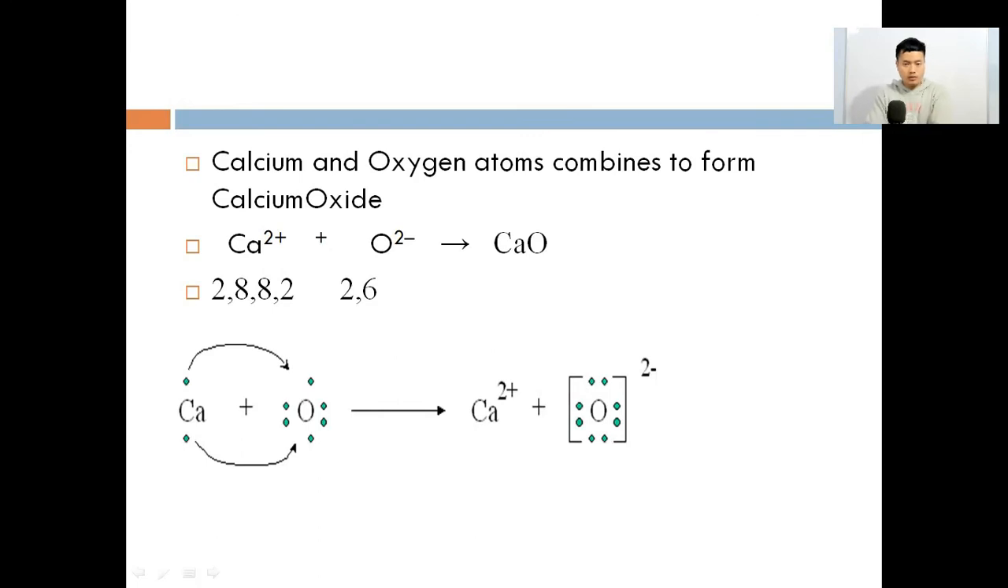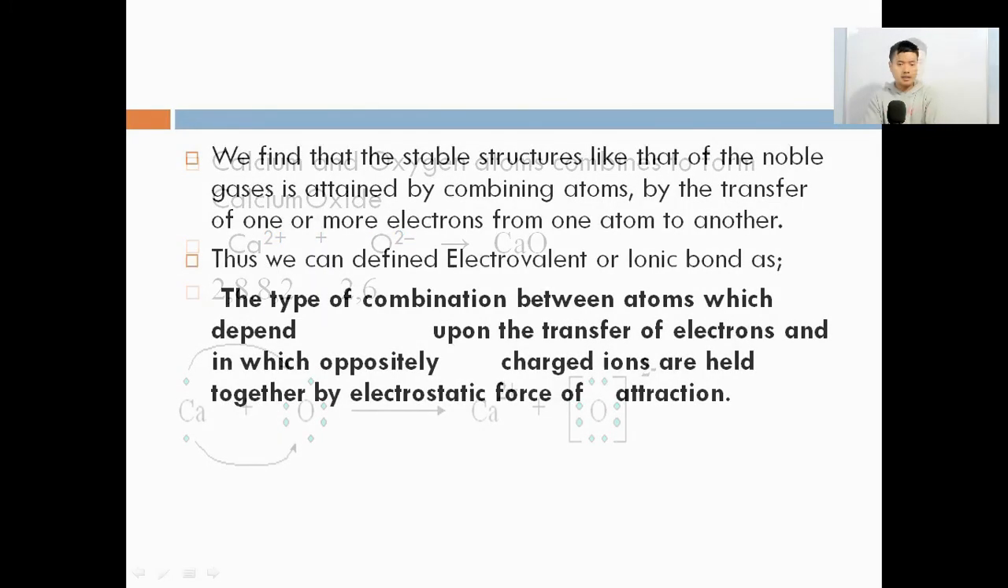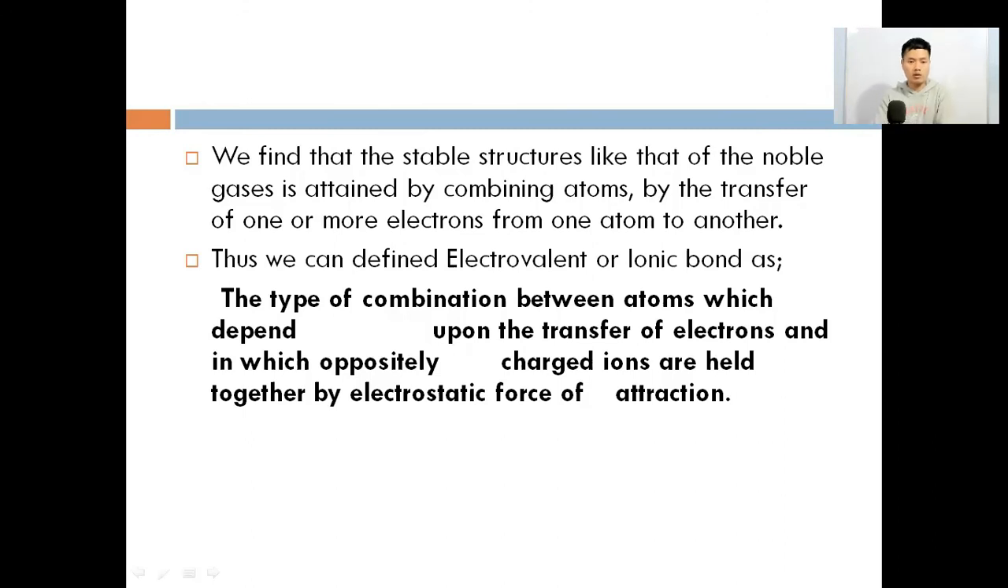Calcium and oxygen atoms combine to form calcium oxide. In a similar way, calcium and oxygen also combine to form calcium oxide. We find that the stable structures like that of the noble gases are attained by combining atoms, by the transfer of 1 or more electrons from one atom to another. From the previous examples, we can see that an electrovalent or ionic bond is formed by the transfer of 1 or more electrons to another atom, which needs electrons in order to be stable.